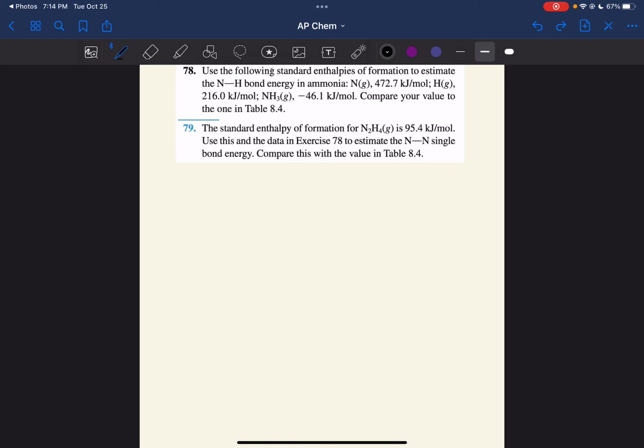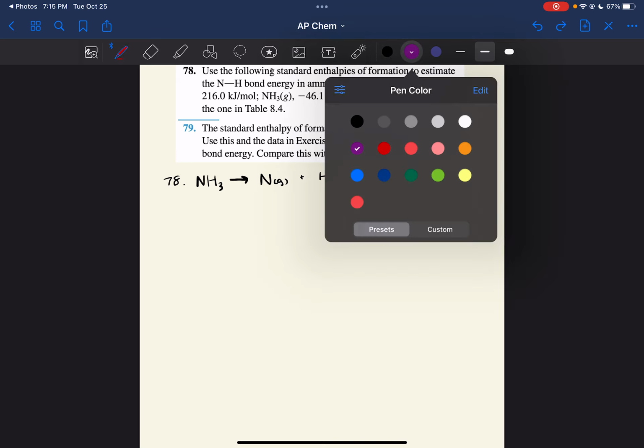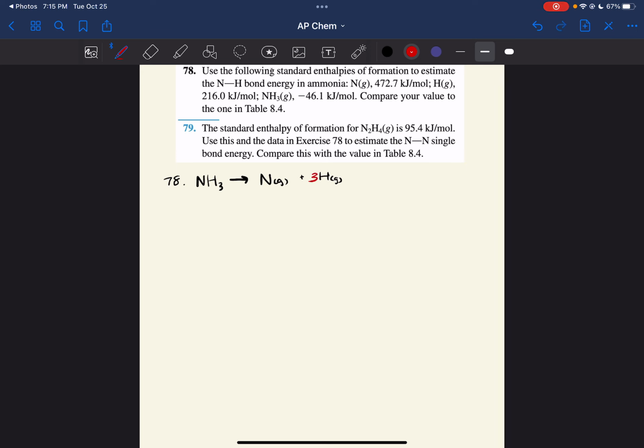So the first thing I do to solve 78 is get an idea of what I'm looking at. In ammonia, so that's my NH3, and we're in the chapter on bond energy, so I know that it's going to dissociate into nitrogen gas and hydrogen gas. But I need to make sure the hydrogen gas is balanced, so there are 3 hydrogen gases.